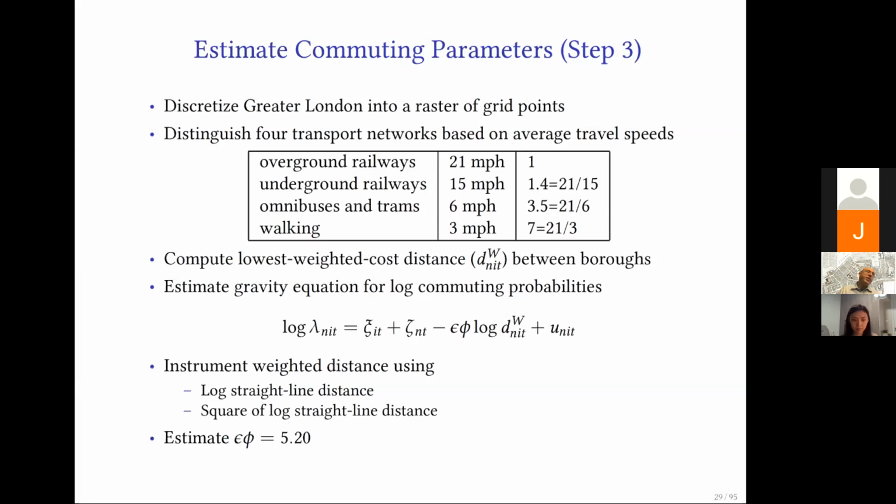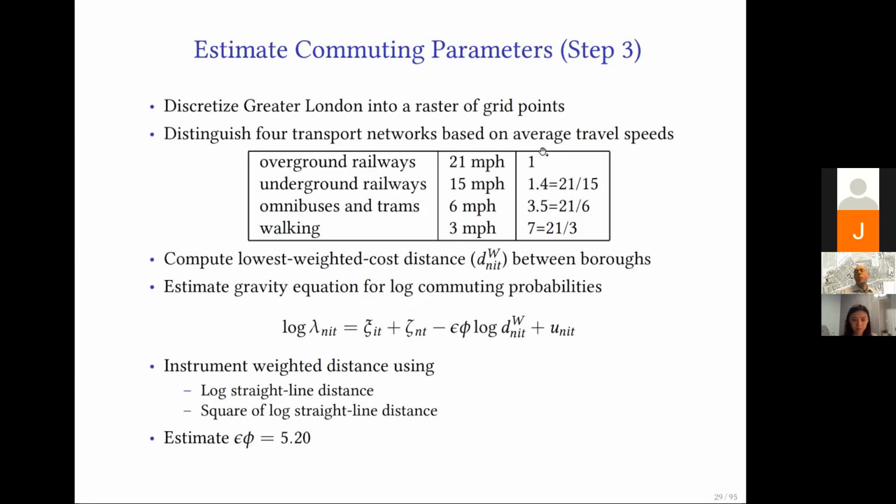If a point on this grid lies on top of an omnibus or a tram route, we're going to say that the speed at which you can travel over that point is equal to the speed of omnibuses and trams. How are we going to pick those speeds for the different modes of transport? Well, we're going to base them on historical data that London County Council collected and reported, where it measures overground railways as traveling at around 21 miles an hour, underground at 15 miles an hour, omnibuses and trams at around 6 miles an hour. And then if there's no omnibus or tram route, we assume you have to walk, and we're going to assume an average travel speed of 3 miles an hour.